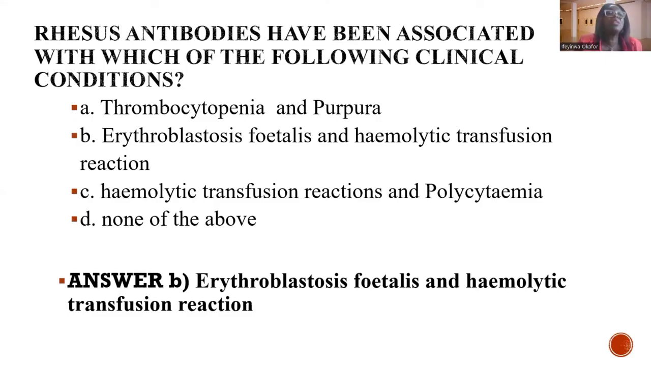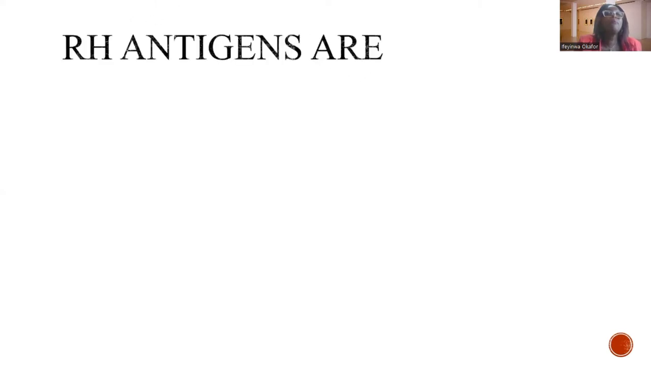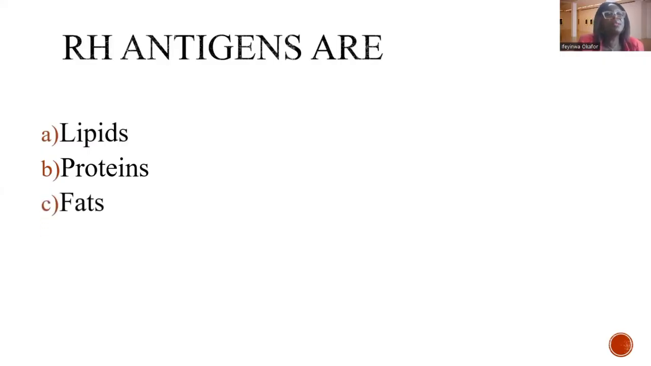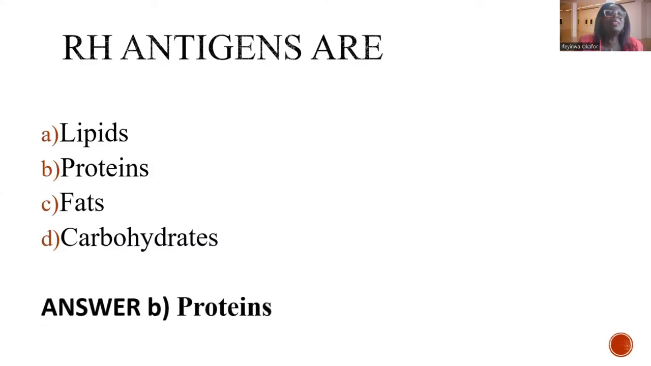The RH antibodies, or rhesus antibodies, are associated with erythroblastosis fetalis, which can also be called hemolytic disease of the newborn, and hemolytic transfusion reaction. So the answer is B. RH antigens are lipids, proteins, fats, carbohydrates. RH antigens are proteins.